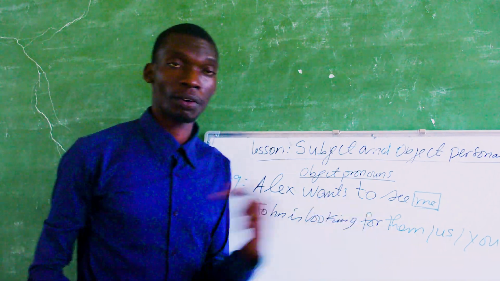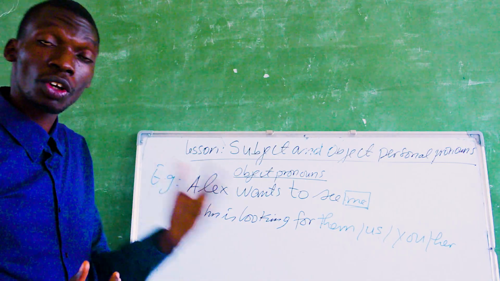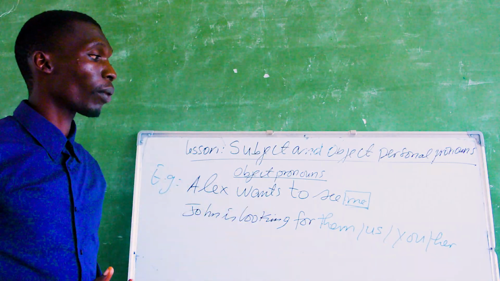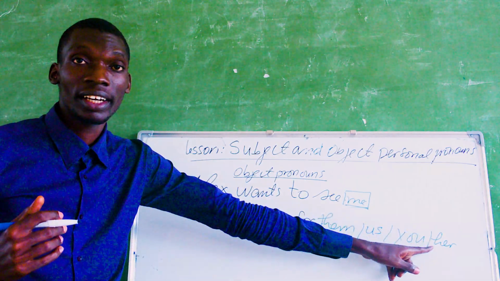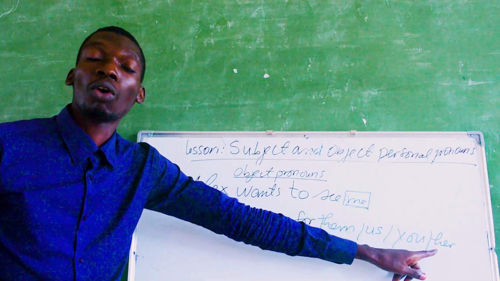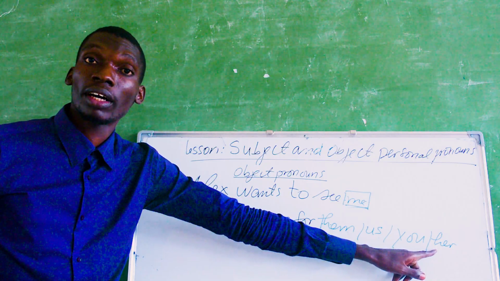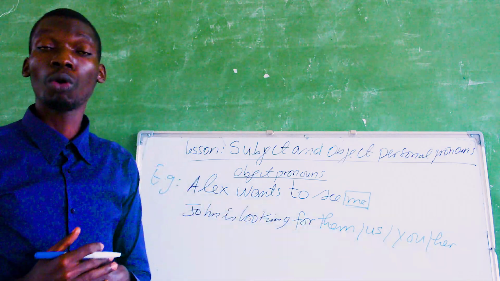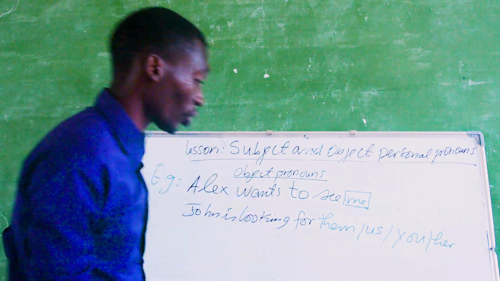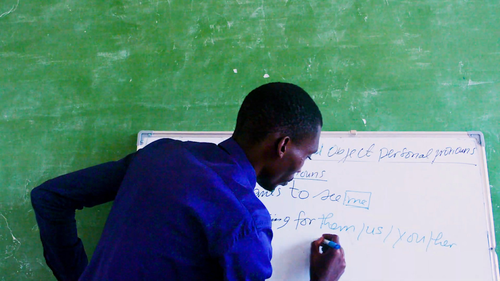John is looking for her. John is looking for her. Her ikoreshwa ku mukobwa. Turi kumwe? John is looking for him. Here say him.